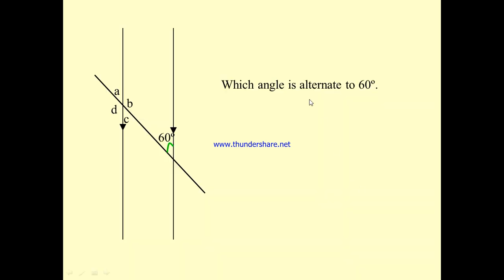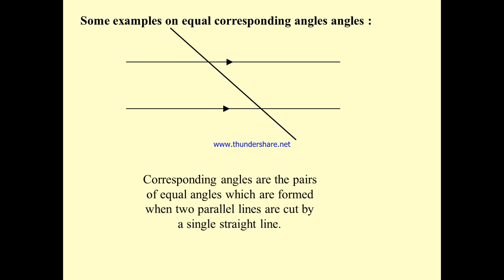Another example, this one, which angle is alternate to 60? Search for the Z shape, so C is equal to 60. Look, okay, this is Z shape.